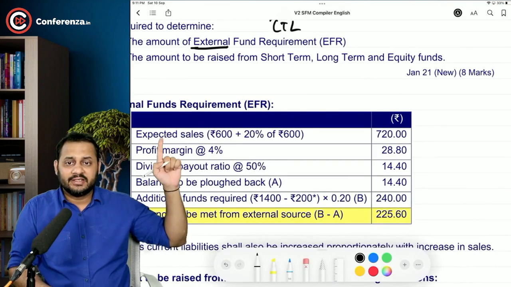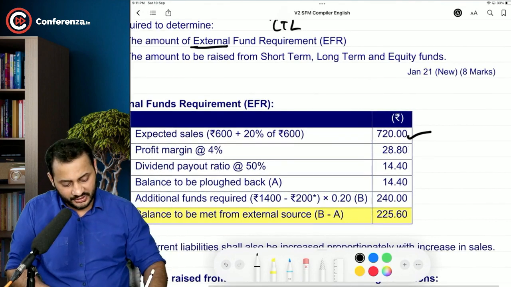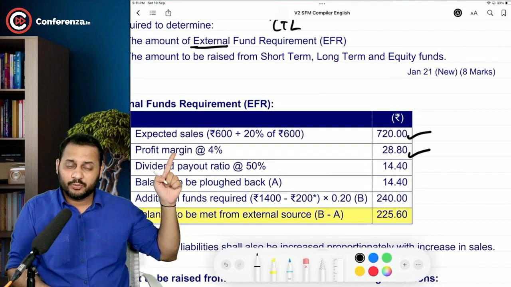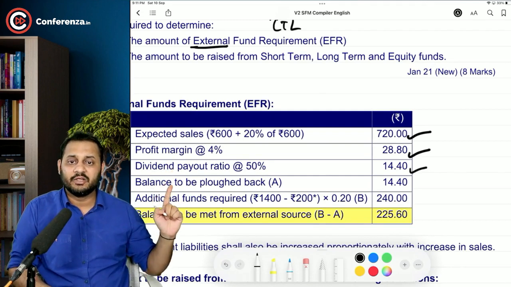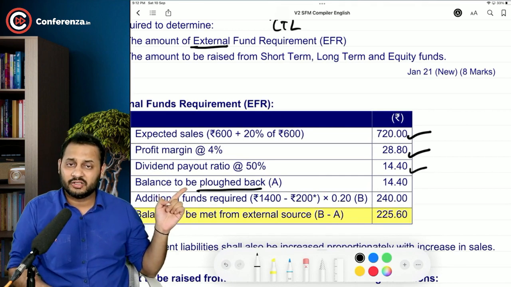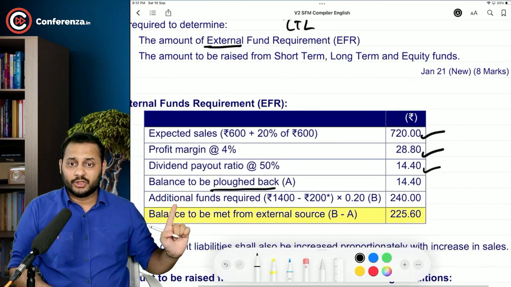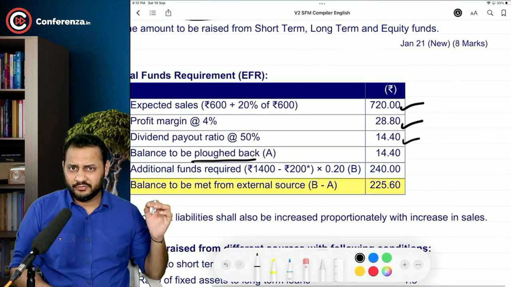See, expected sales is 720. Do you agree? 4% of that is the profit margin, 28.80. Out of this profit, you have paid 50% as dividend payout ratio, and the balance 50% is plugged back. That means you are using this money for the internal fund requirement. Now, the total fund requirement is calculated like this. It will be a little difficult for you to understand.